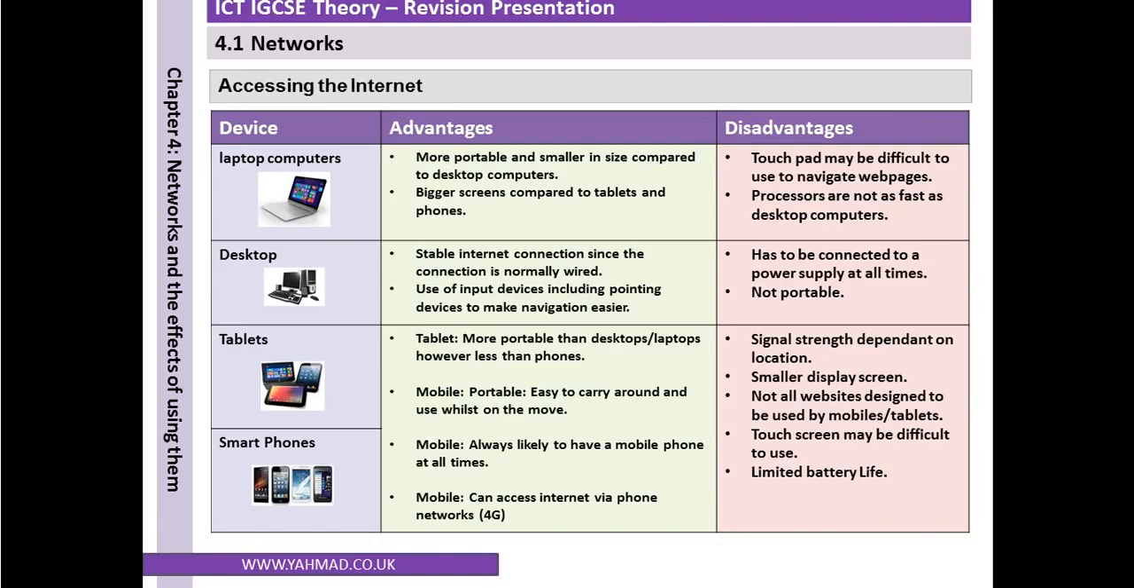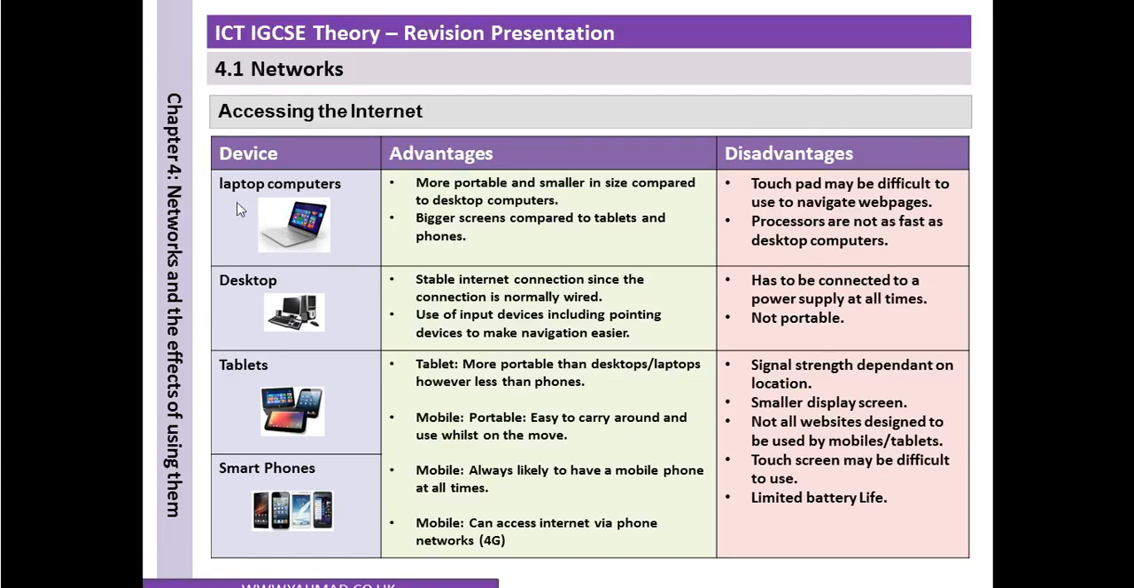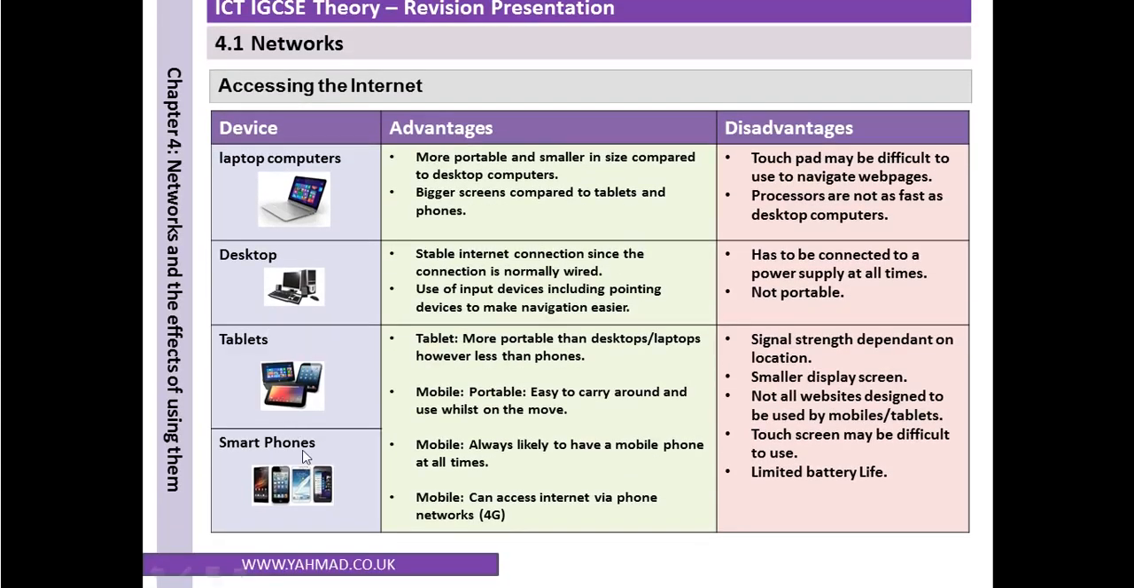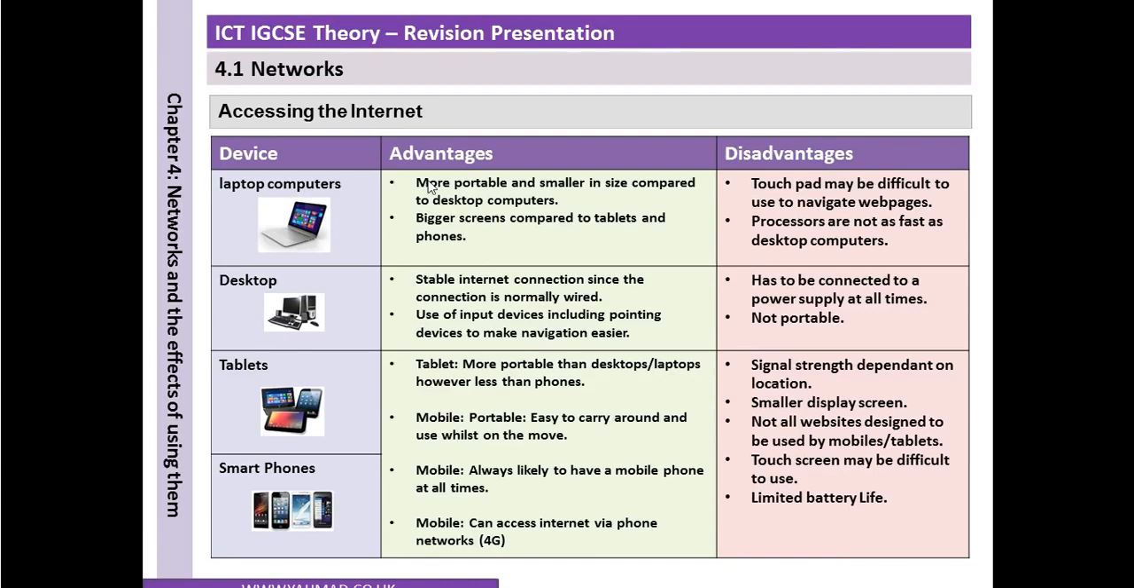So accessing the internet. We can access the internet using many different devices. So we've got laptop computers, desktop computers, tablets, smartphones. So let's look at a laptop. The advantage of using a laptop is it is more portable and small in size compared to desktop computers, with bigger screens compared to tablets and phones. The disadvantage of using a laptop to connect to the internet is the touchpad may be difficult to use to navigate web pages. Processors are not as fast as desktop computers.